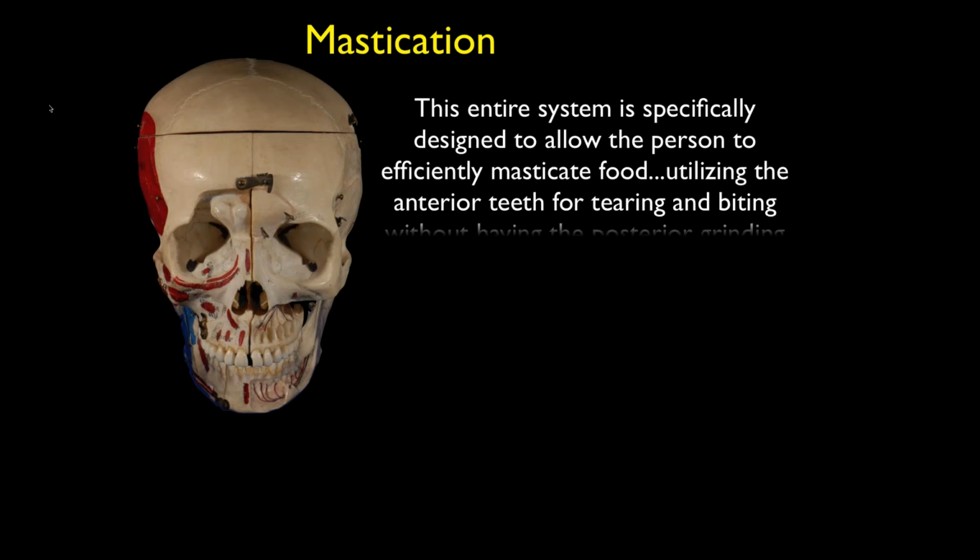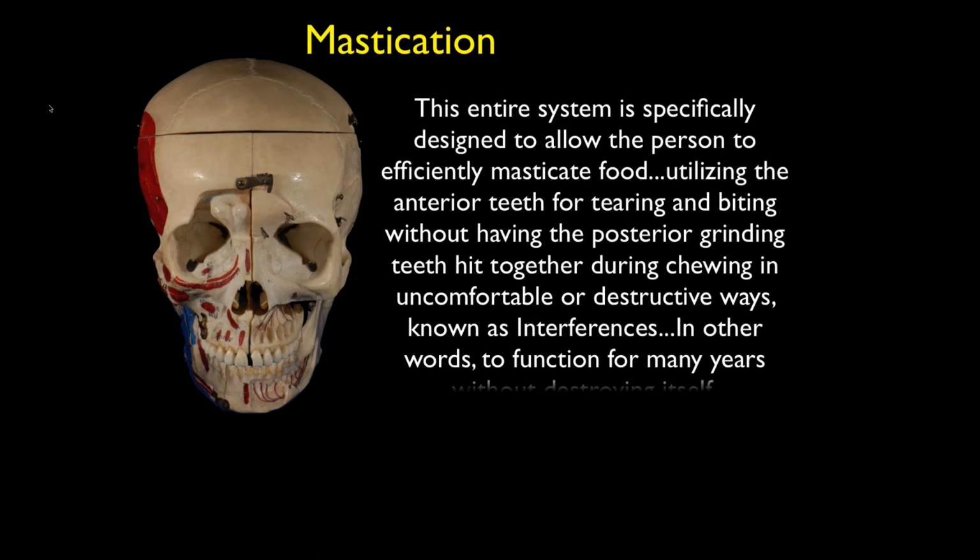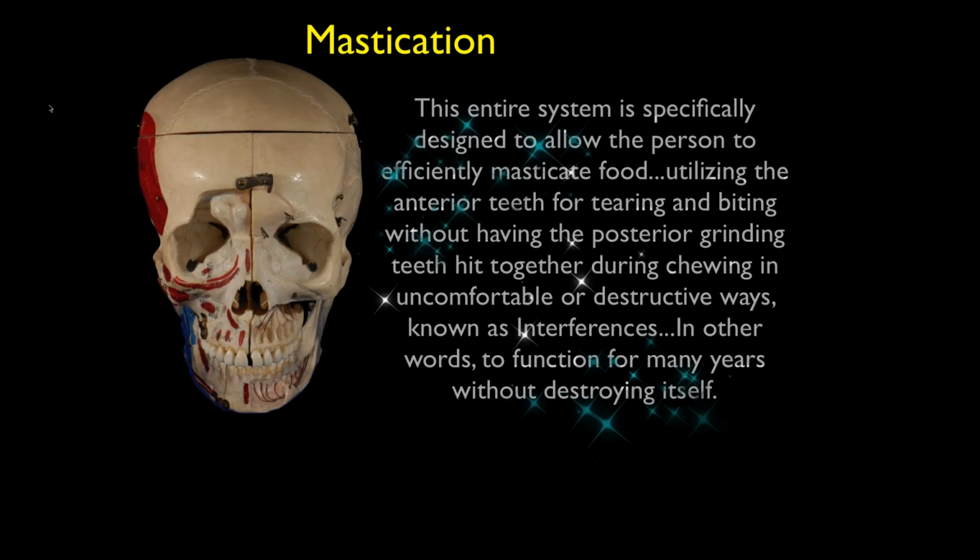utilizing the anterior teeth for tearing and biting without having the posterior grinding teeth hit together during chewing in uncomfortable or destructive ways, known as interferences. In other words, to function for many years without destroying itself. And that's the key, to efficiently masticate without destroying itself.